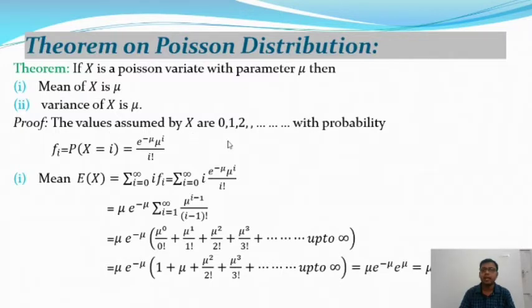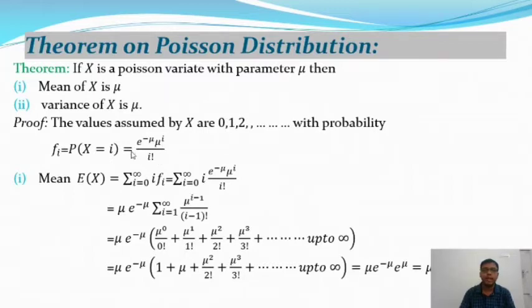The values assumed by X are 0, 1, 2 and up to infinity, and in a Poisson distribution the probability function f(i) is equal to the probability that X is equal to i, and it equals e to the power minus mu into mu to the power i by factorial i. This is the probability mass function of a Poisson distribution.